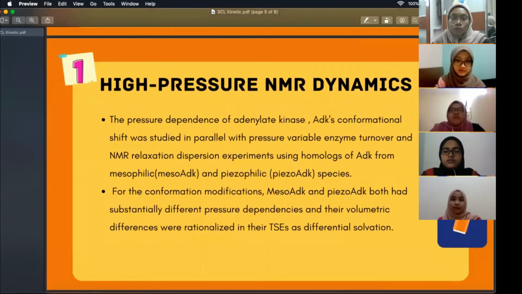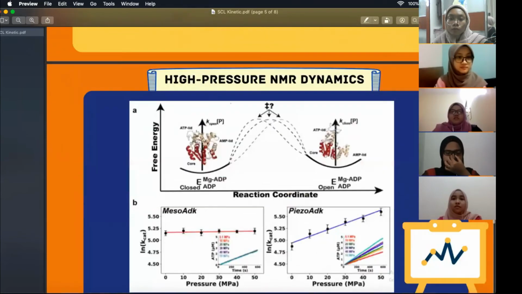Okay, in this NMR dynamics, we analyze adenylate kinase. This enzyme has different pressure dependence. ADK's conformation shift was studied in parallel with pressure variable enzyme turnover and NMR relaxation dispersion experiments using homologs of ADK from mesophilic and piezophilic species. These species produce the adenylate kinase. For the conformation modification, meso ADK and piezo ADK both had substantially different pressure dependency, and the volumetric differences were rationalized in their TSs as differential solvation.